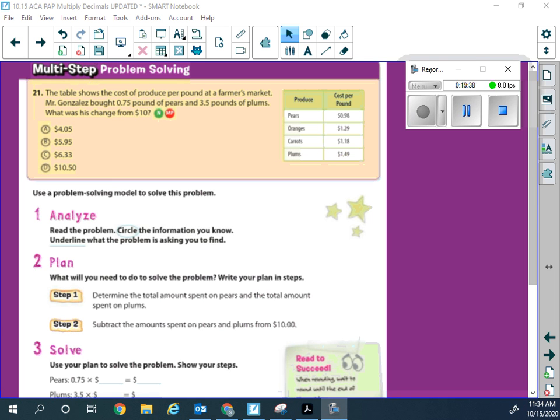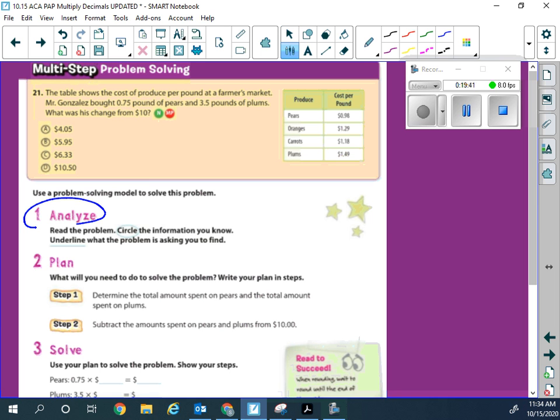Okay, step 1, they're telling you to analyze. What does that mean? That means to read it and understand exactly what they're talking about. Usually that means you need to read it again, right? And then underline or circle important things. Okay? So let's read it again. The table shows the cost of produce per pound at a farmer's market. Mr. Gonzalez bought 0.75 pounds of pears. Does that sound important? Yep. And 3.5 pounds of plums. Also important. What else is important that's not in the story?